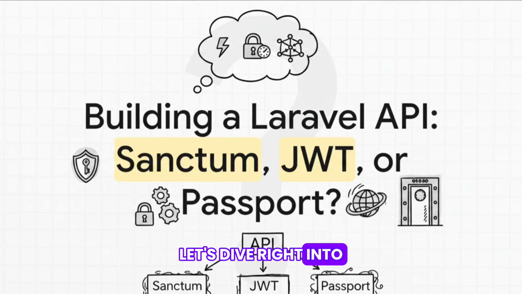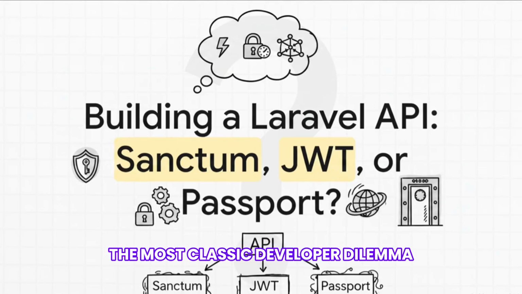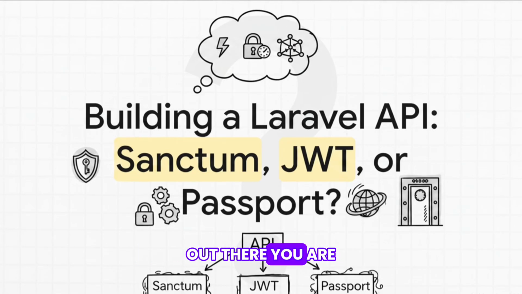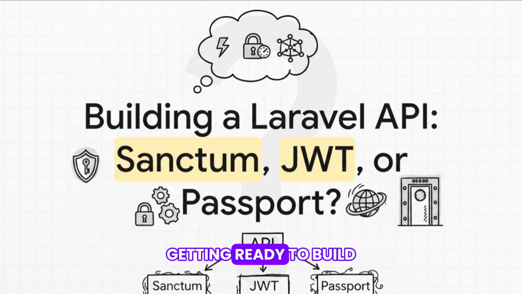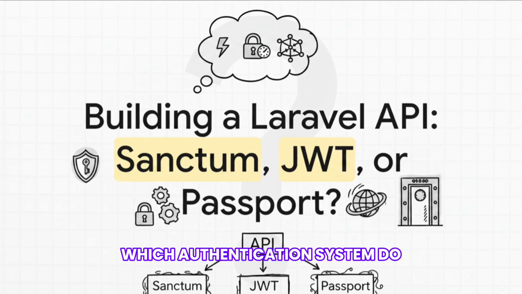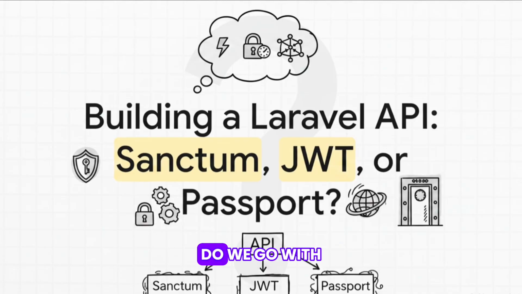Let's dive right into what is arguably the most classic developer dilemma out there. You are staring at a brand new, completely empty Laravel backend, getting ready to build out an API, and bam, you are immediately hit with the big question: which authentication system do I actually install? Do we go with Sanctum? Do we drop in JWT? Or do we bring out the heavy artillery and use Passport?